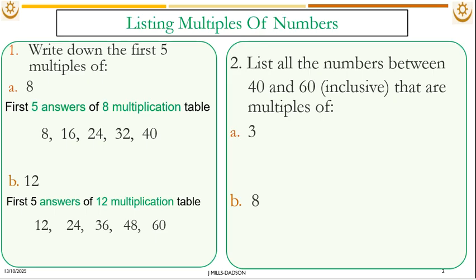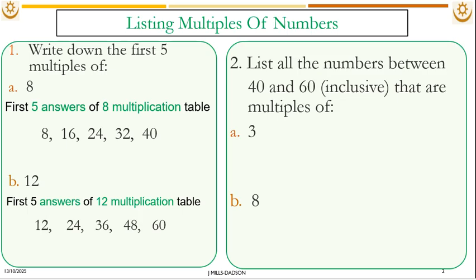Okay. Now let's look at the second section. We are supposed to list all the numbers between 40 and 60 inclusive that are multiples of 3. So from 40 to 60, you're supposed to list all the multiples of 3 within those two numbers, inclusive of the numbers themselves.